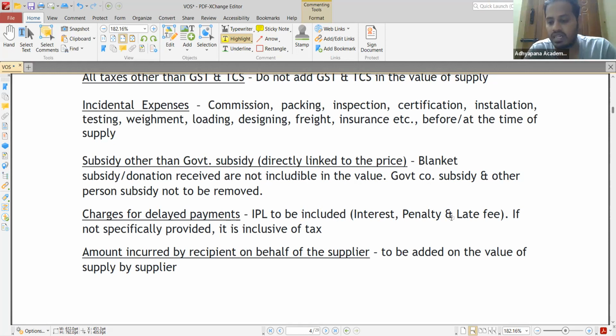Clear? From the exam point of view, this point only they will test, guys. They will give charges for delayed payment, then they will ask you to compute the value of supply. So in this point, what you have to do is: charges for delayed payments is inclusive of taxes if not specifically provided. Clear?